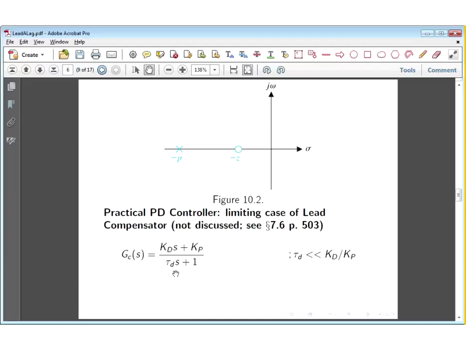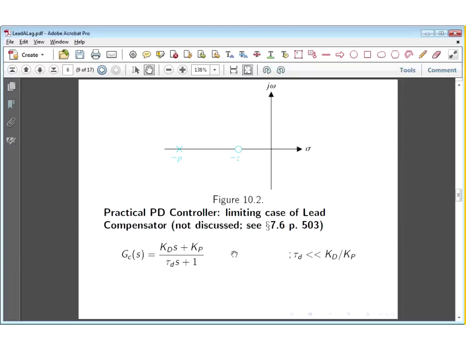And this tau sub d is a very small number. In other words, the time constant of the pole is very small, which means that the pole sits at a very high frequency, very far to the left on the real axis of the S-plane. So we can say that the time constant of this pole is much, much smaller than, and that is what they say on page 503, the time constants of the dynamics of the system that you'd like to control, which is really the same as saying that it's much, much smaller than the ratio of KD over KP, which we have in the numerator, and which really defines the zero that is associated with my PD controller.